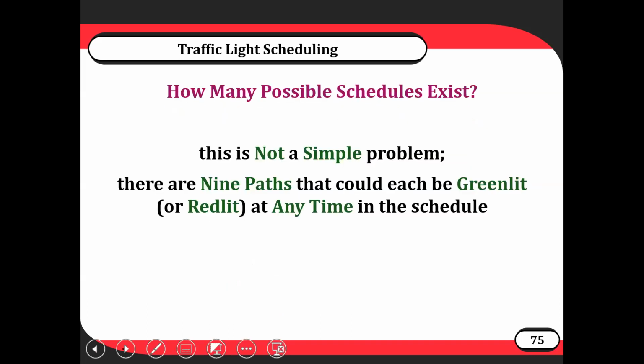Okay. So given that, how many possible schedules exist? Well, it's probably more than you would think. This is not as simple a problem as it looks. So there are 9 paths that can each be green lit.